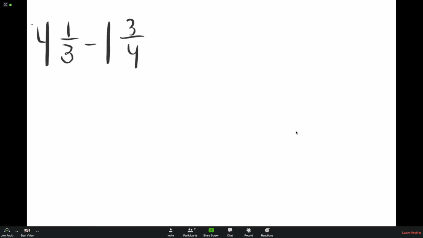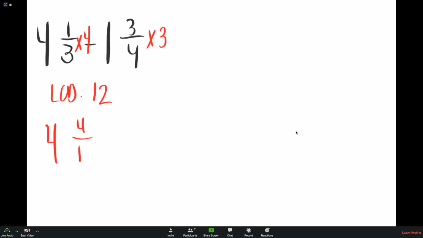Okay, so let's go over 4 and 1 over 3 minus 1 and 3 over 4. Again, find our LCD. In this case, it's going to be 12. We're going to multiply this fraction by 4 and this fraction by 3. Our new fractions are going to be 4 and 4 over 12 minus 1 and 9 over 12. Okay, so this is the part where I meant we would need to regroup because we can't subtract 9 from 4. So there are 2 ways that we've done in the past.